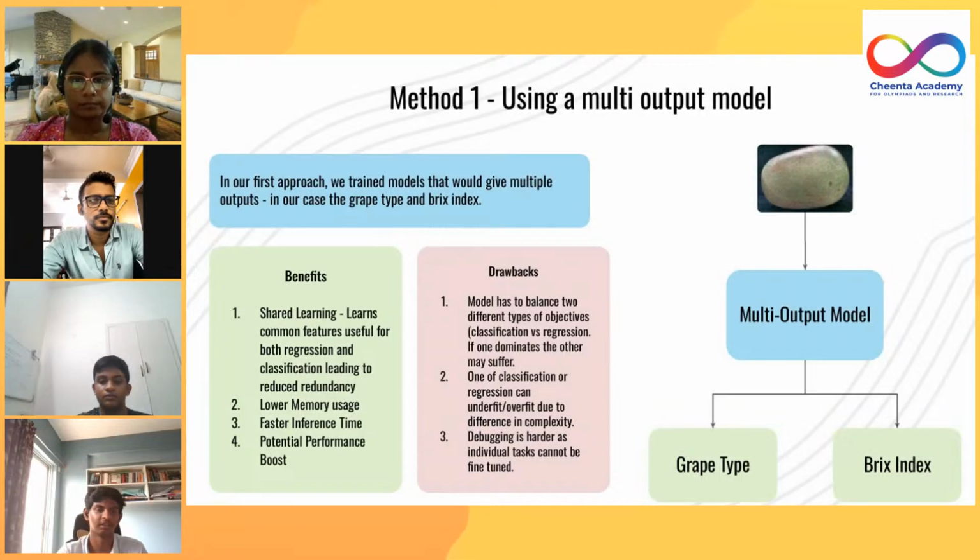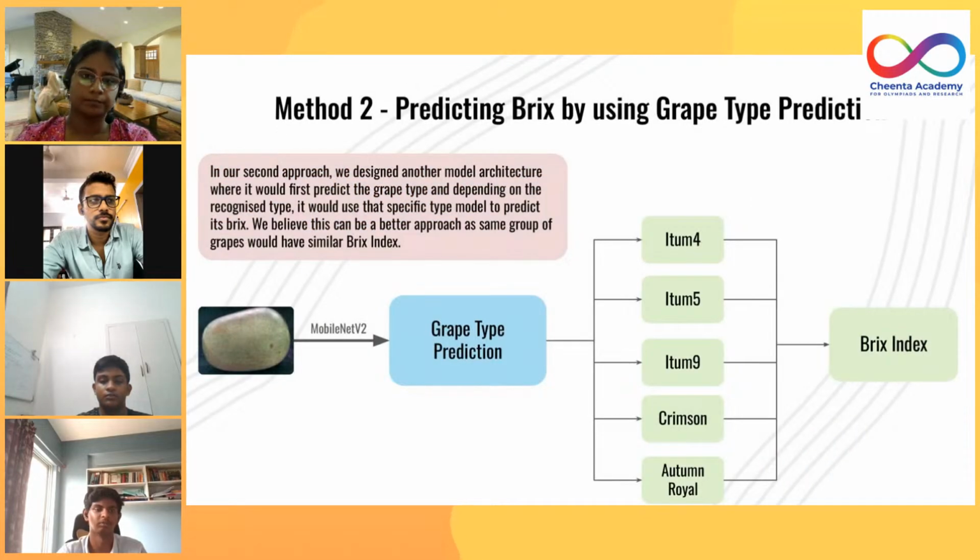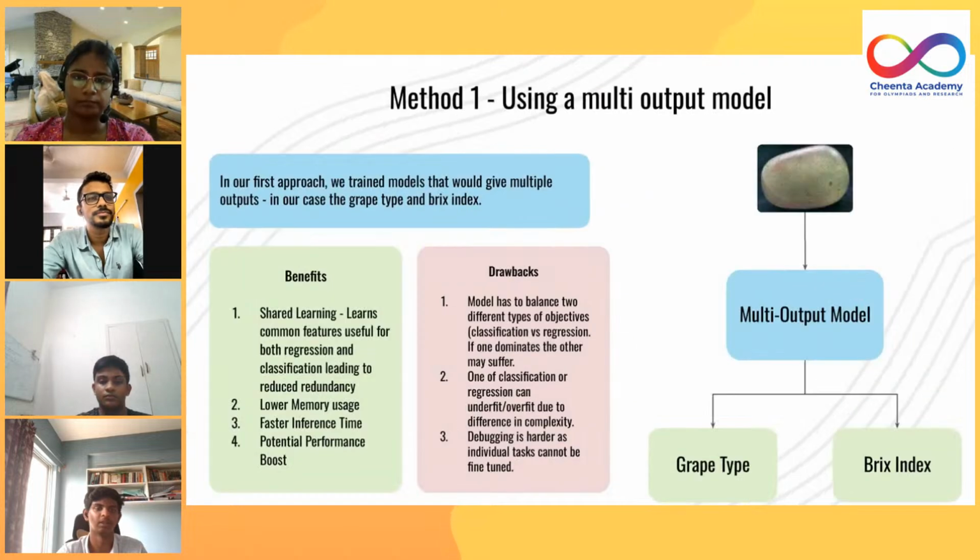So going back to method one, our previous slide. Our first approach was that we trained our models to give multiple outputs, in our case the grape type and brix index. So what are the benefits of this type of model? First, it can use shared learning, where it learns common features useful for both regression and classification, leading to reduced redundancy. It also has lower memory usage, faster inference time, and potential performance boost.